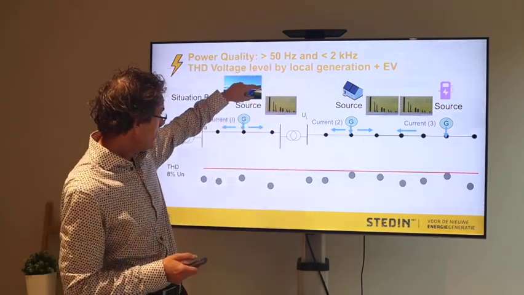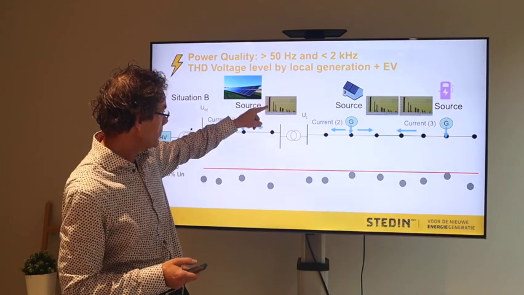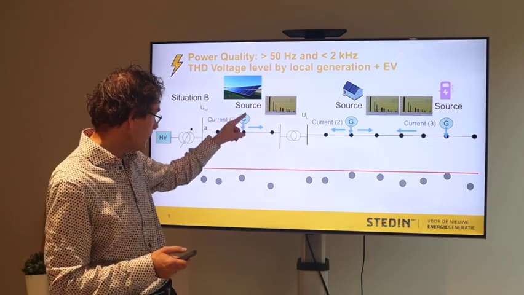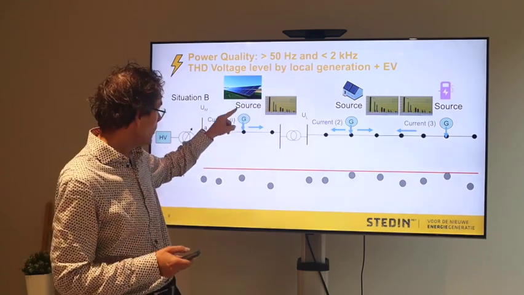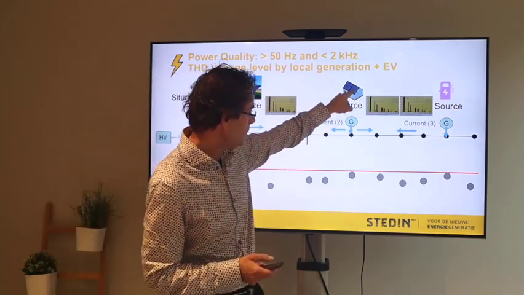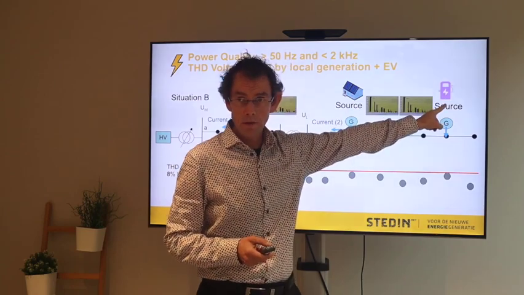You see here some diagrams, and that gives you the voltages of each source. So this is the diagram of the source of a PV installation, and there you have it from the panels, and there is the one from the EV charger.